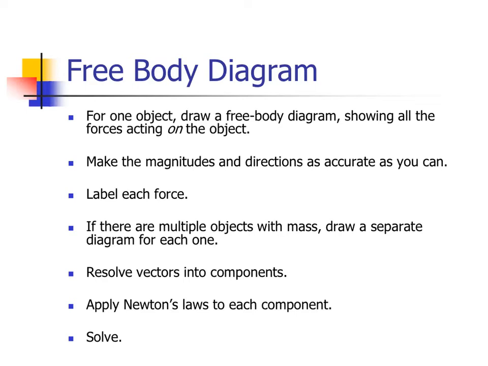And so then we're going to label each force. If there are multiple objects, we draw separate ones, and that one's going to be a little bit trickier because you have to look at things a little bit differently. So resolve the vectors into their components, meaning ups and downs, lefts and rights, and then see what you have there, and then apply any Newton's laws that are there.